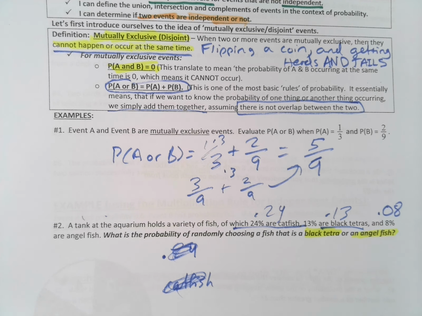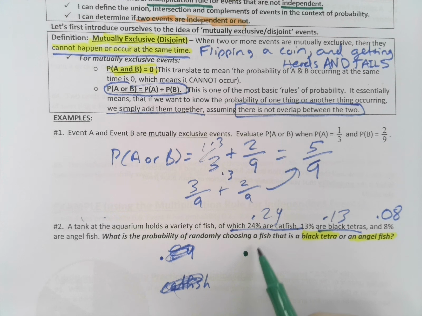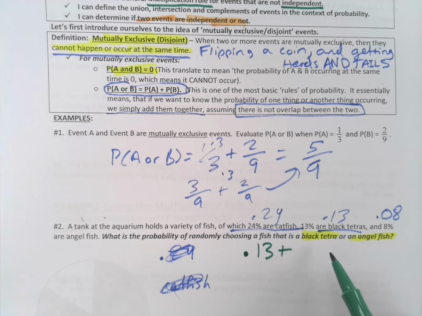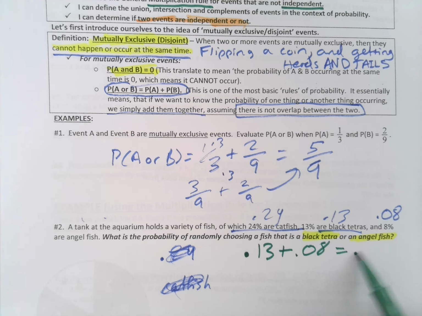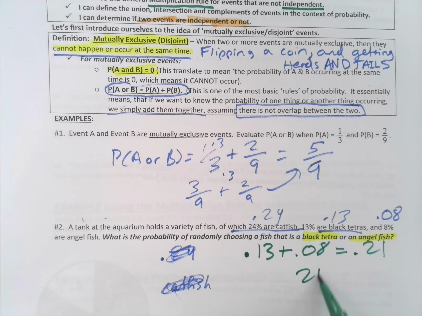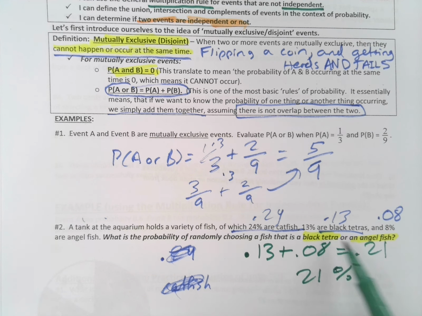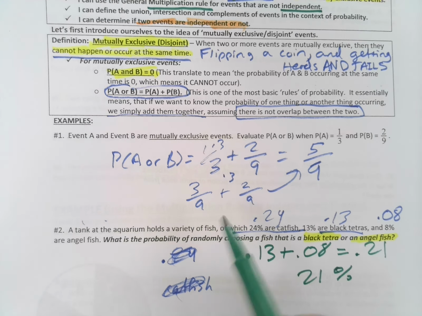So hey, we go to an aquarium. We're cool with getting one or the other. Well, black tetra, that's 0.13 plus angelfish, that's 0.08. So in other words, we got a 0.21 or 21% chance of running into one or the other. So our odds are improved when we're fine with getting one or the other.